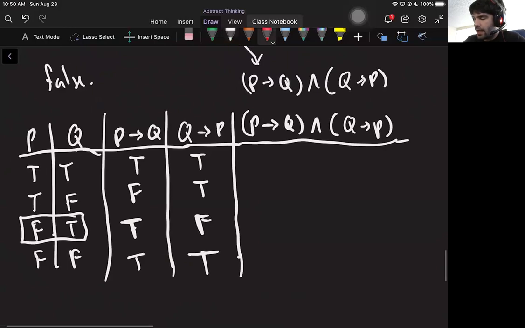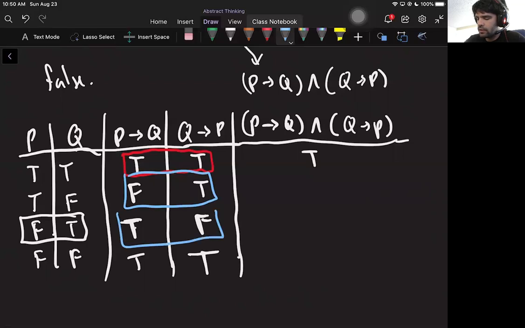Okay, so how do AND statements work? When is an AND statement true? It's true if both pieces are true. So in this situation, both pieces are true. But here, only one is true, and here only one is true as well. So those are both going to be false.